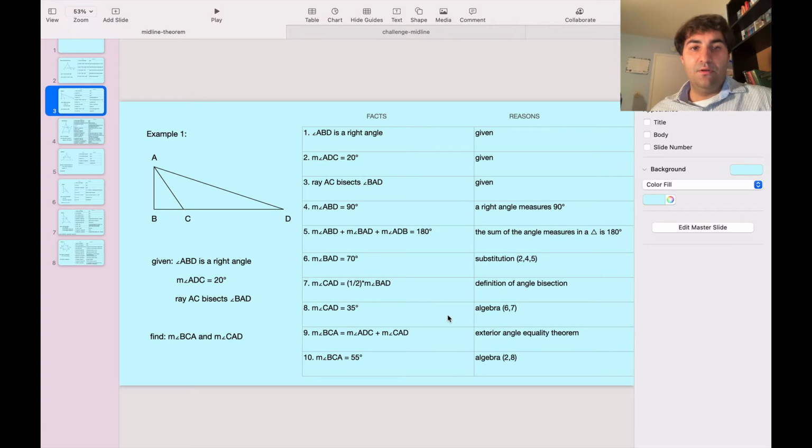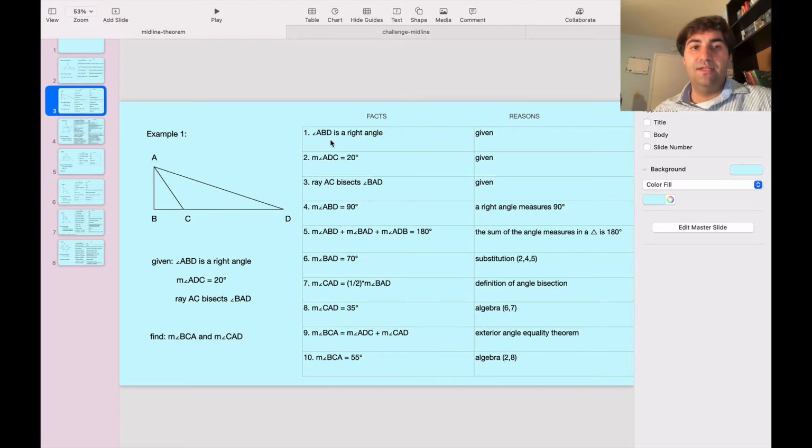Let's do an example. We're given that angle ABD is a right angle, this angle here, and that the measure of angle ADC is 20 degrees, and that ray AC bisects angle BAD. We want to find the measure of angle BCA and the measure of angle CAD. So we write down what we know.